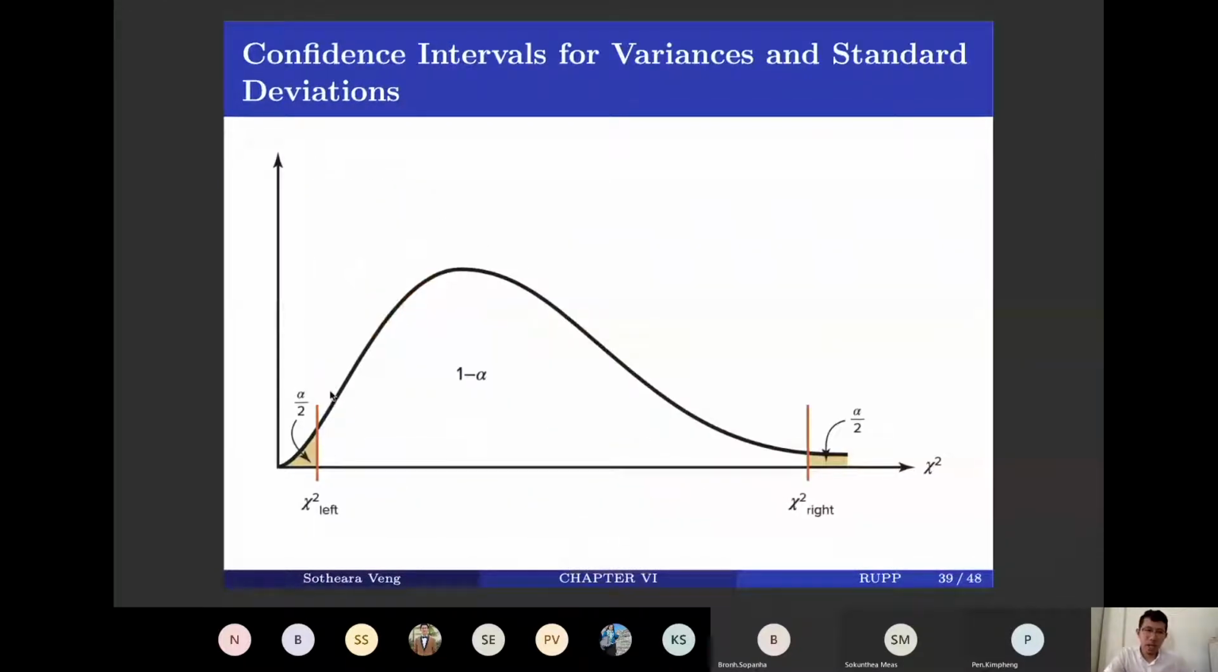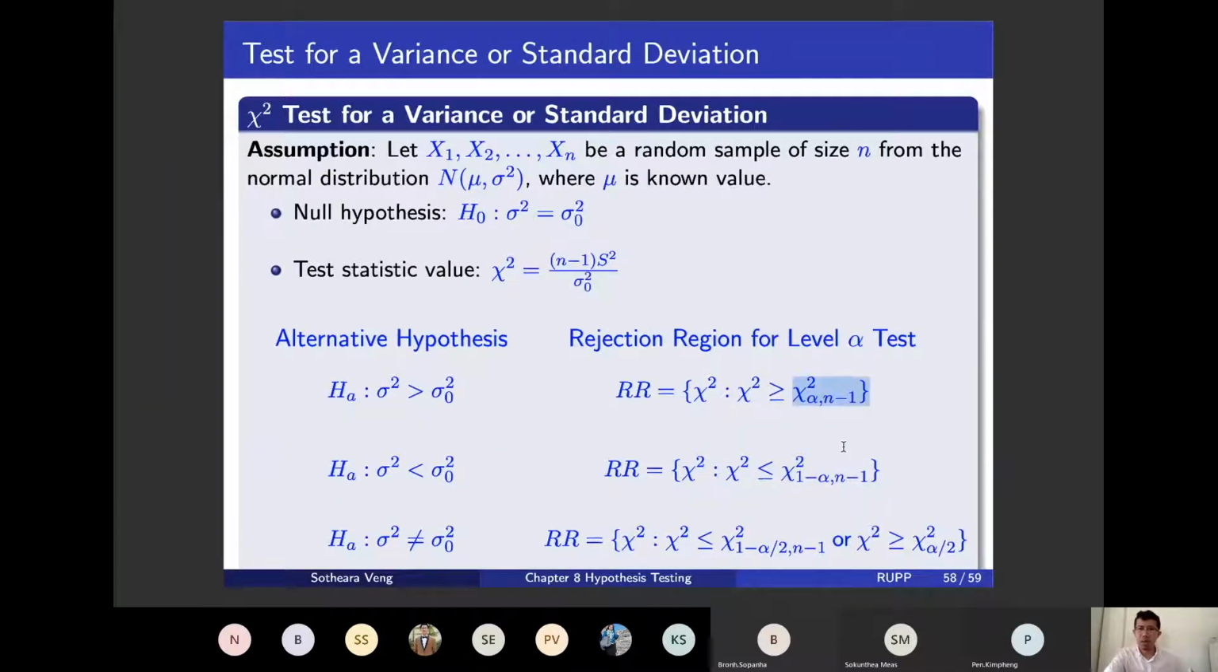This is a chi-square curve, because the distribution is chi-square, and this is the corresponding critical value. But since the curve is no longer symmetric, you have to say two different things: chi-square right and chi-square left when it comes to the two-tailed test. And it is nothing but here.